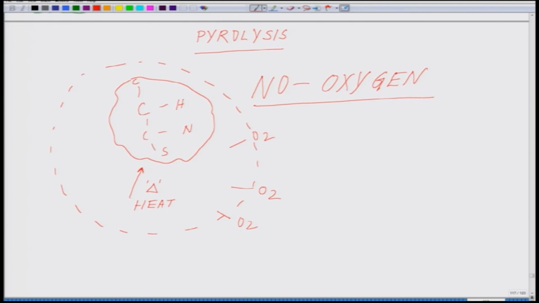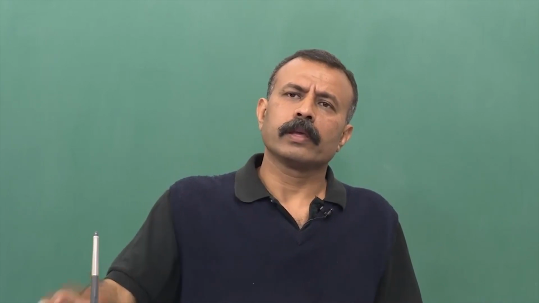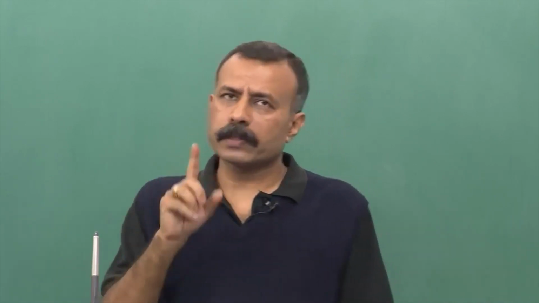So, you have no oxygen and you are giving heat to any form of biomass at around 350 degrees centigrade to 500 degrees centigrade. Typically, you can go all the way up to 800 or as much as you can, but typically this is the range. So, think of a situation where you have a material and you are heating it in the absence of oxygen.